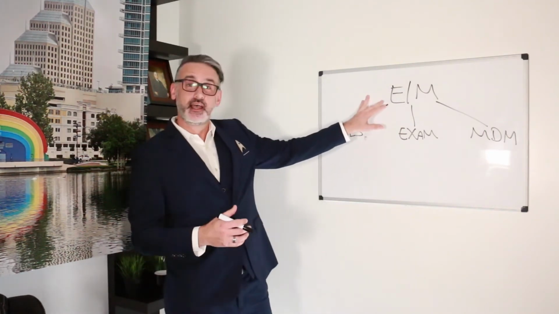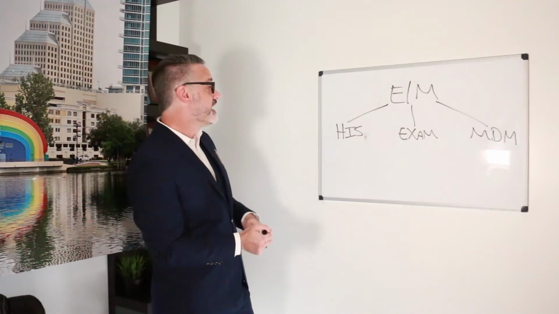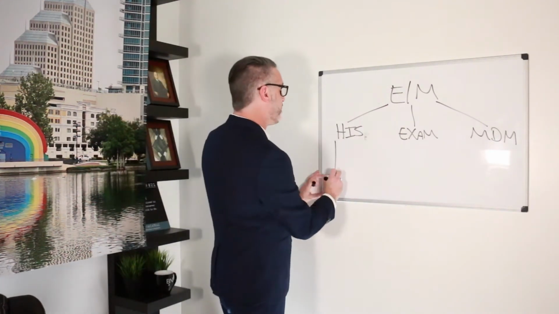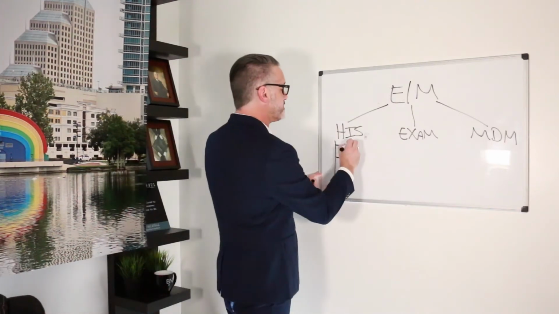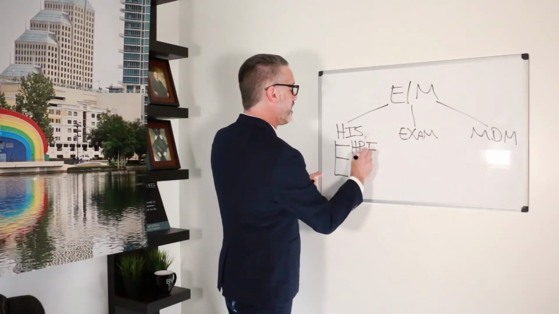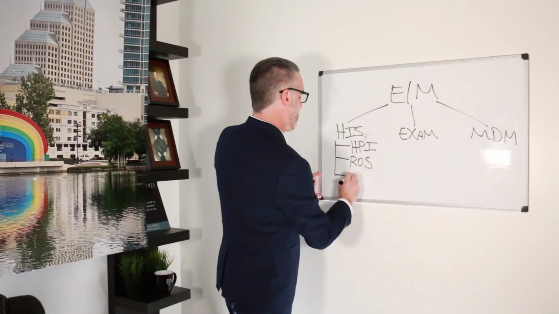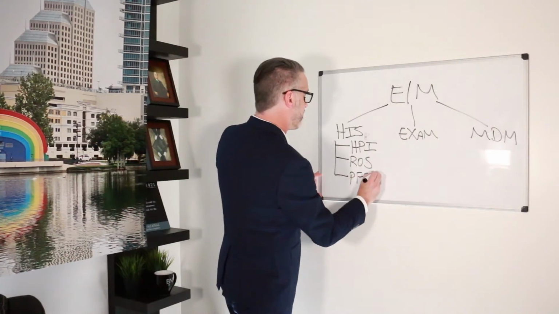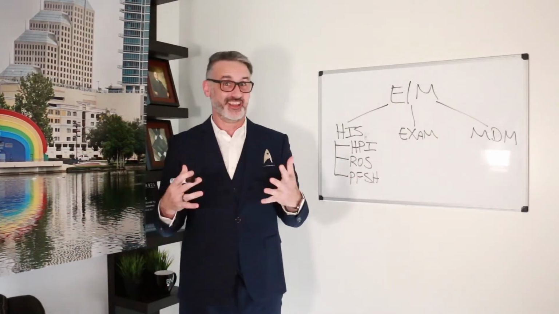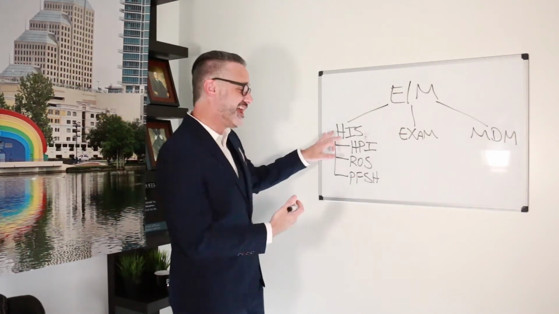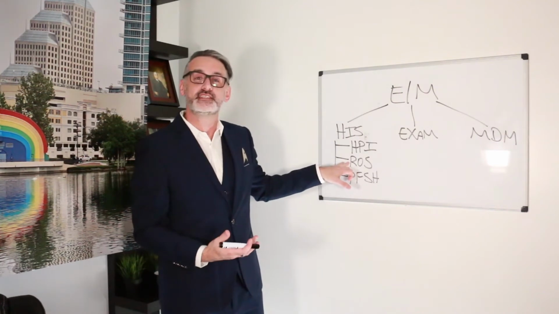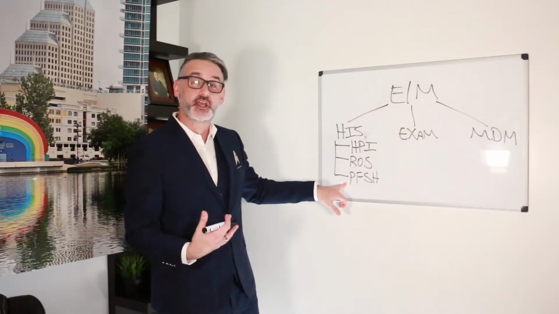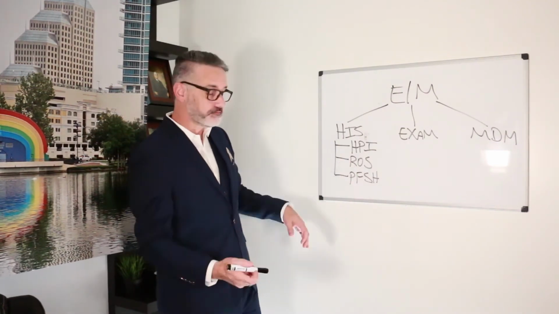So while EMM itself has three different components, history has three components within that one section. History has the HPI, ROS, and PFSH. Why? Because we just freaking love acronyms in healthcare. So HPI, History of Present Illness. ROS, the Review of Systems, and PFSH, Past Family and Social History.